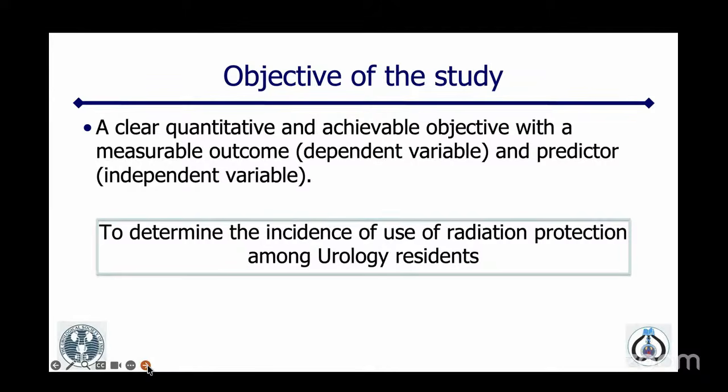The objective needs to be very clear. We should have a measurable objective. So the example that I give is that I want to determine the incidence of radiation protection among urologists. Now this is easy to do. The answer would be yes, no, or occasional.